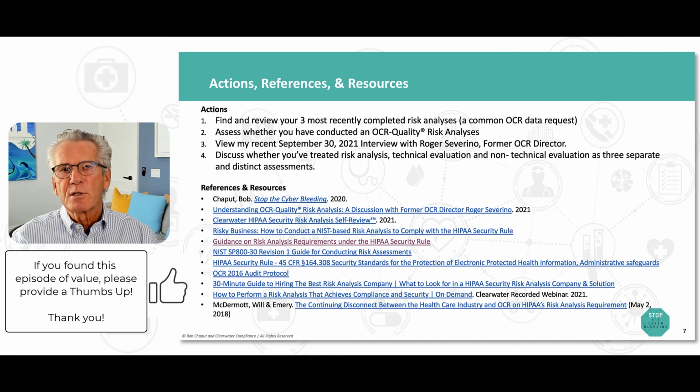In the next episode, we're going to continue the conversation about an OCR quality risk analysis, and we're going to talk about 3 additional factors or components of risk. We've touched upon them here, but we'll go into them in more detail. Number 1, we'll talk about this notion of the likelihood of a bad thing happening. That is, the likelihood of a threat exploiting a particular vulnerability. Number 2, we'll talk about the impact were that bad thing to happen. That is, were the threat to exploit that vulnerability.